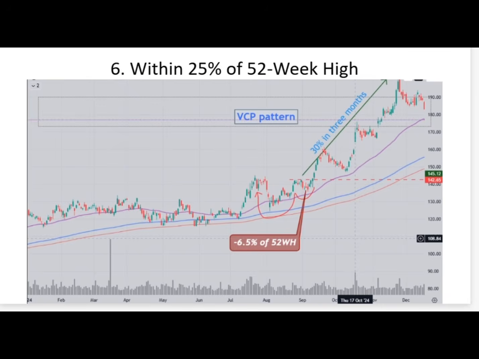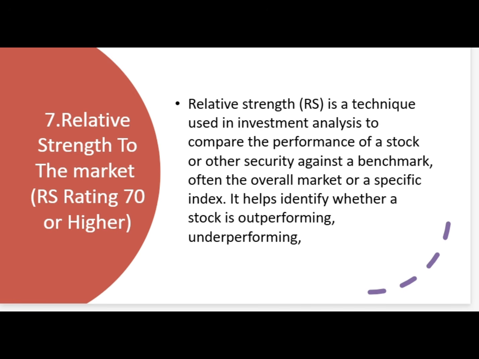Now, let's move on to the next step and the last one in the trend template for a successful and strong VCP pattern. The seventh point is relative strength to the market. Relative strength is a technique used in investment analysis to compare the performance of a stock or other security against a benchmark, often the overall market or a specific index. It helps identify whether a stock is outperforming or underperforming.